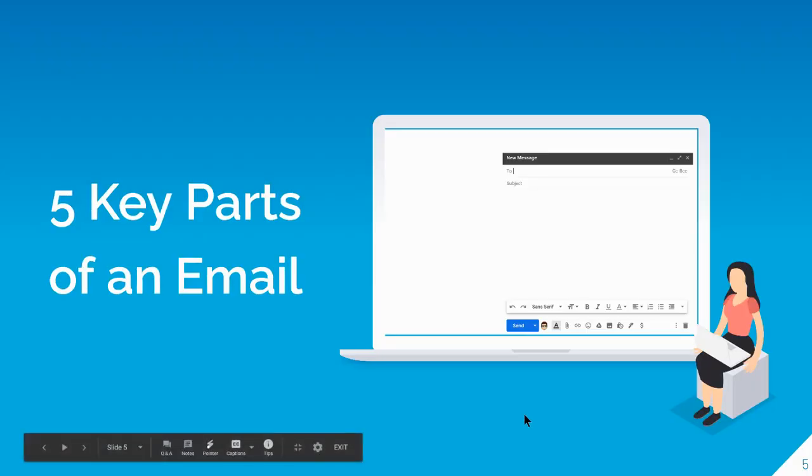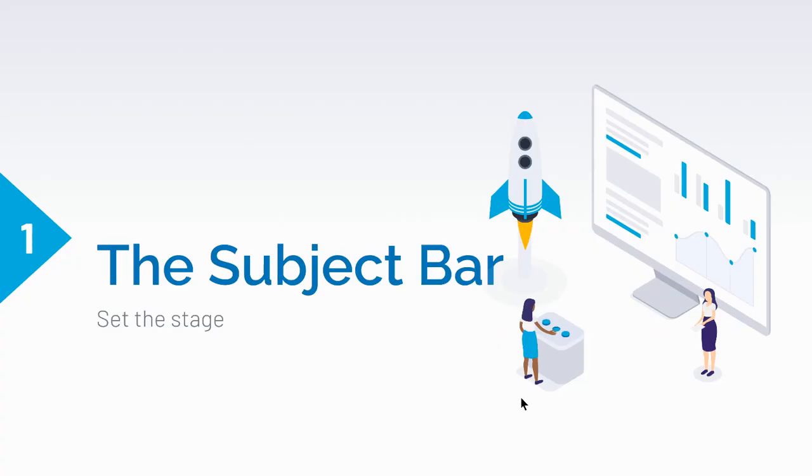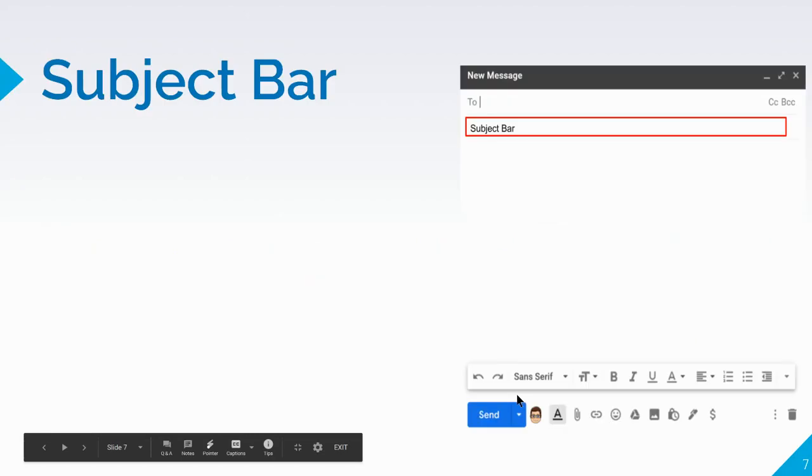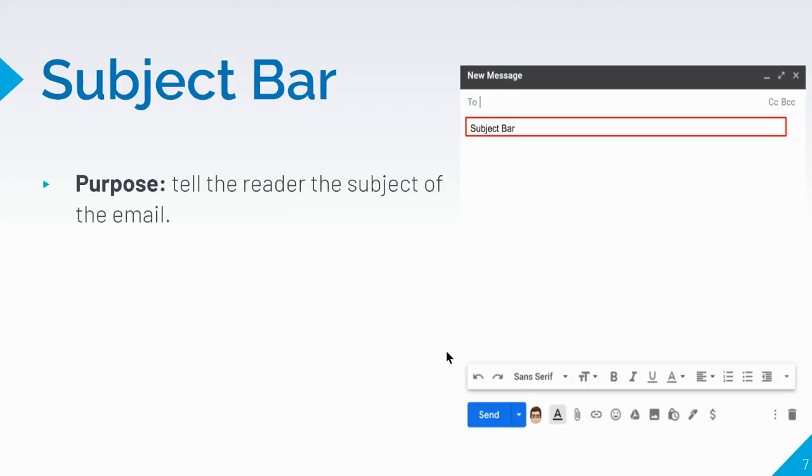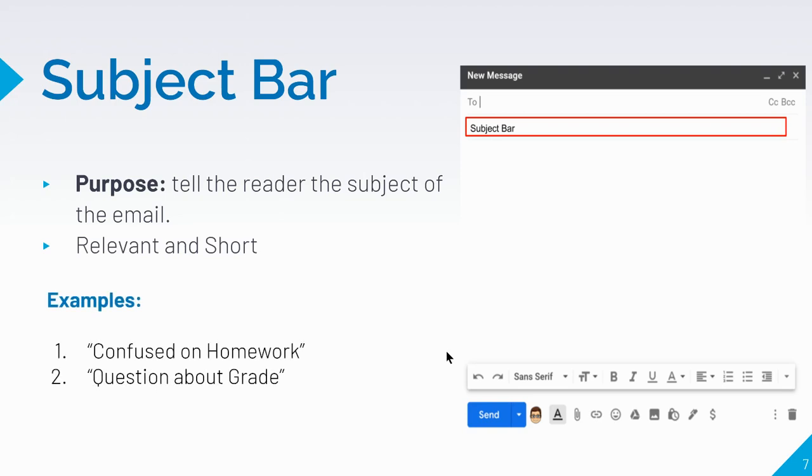So to help with that, we're going to focus on the 5 key parts of an email. Let's begin with part 1. Part 1 is the subject bar, set the stage. The purpose of the subject bar is to tell the reader the subject of the email. Now you need to keep it relevant and short. Some examples can include "Confused on homework" or "Question about grade."